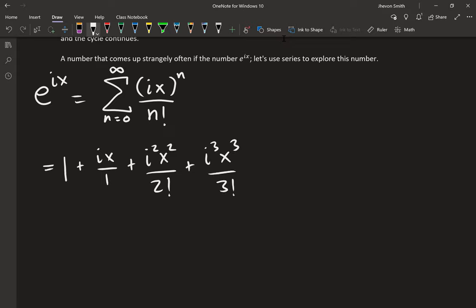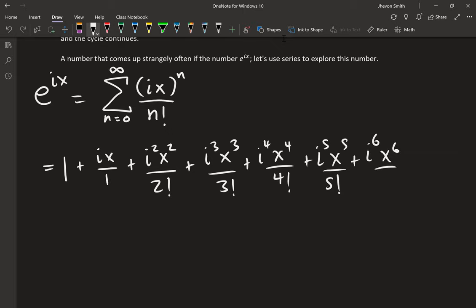Plug in n equals 4. i to the fourth, x to the fourth over 4 factorial. Plug in n equals 5. i to the fifth, x to the fifth over 5 factorial. Plug in 6. x to the 6 over 6 factorial. And so on.